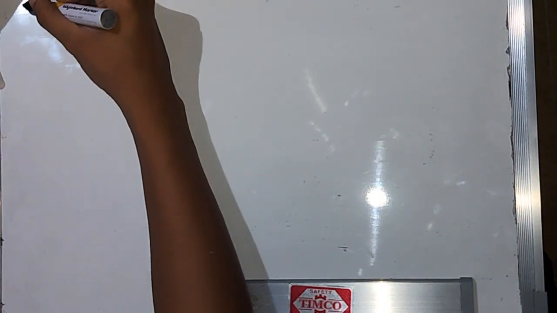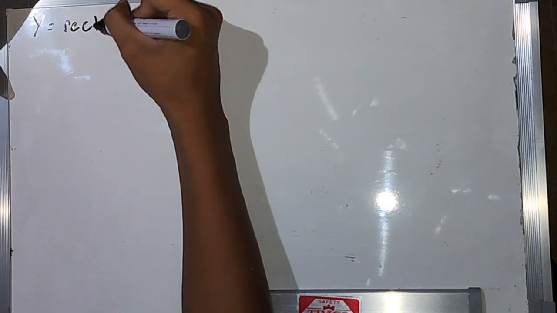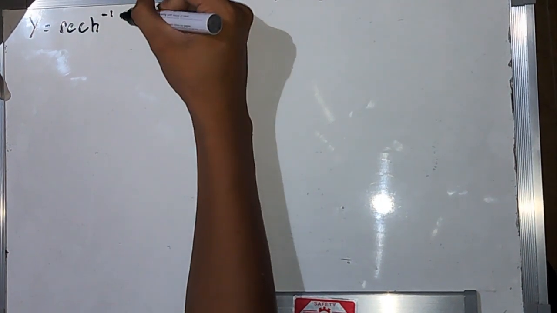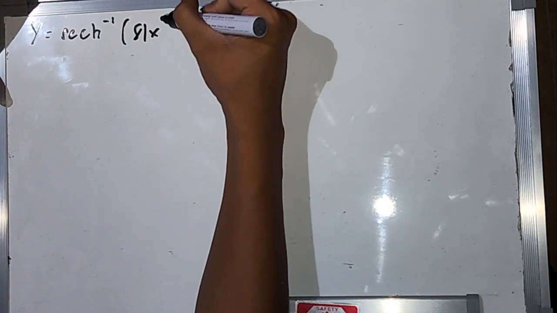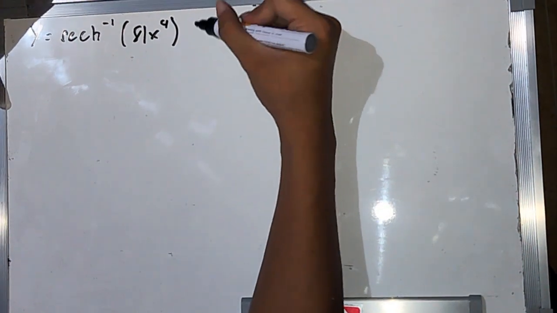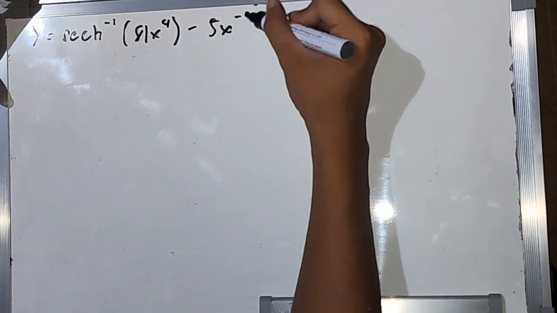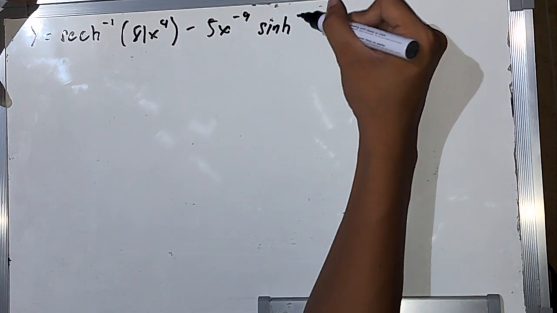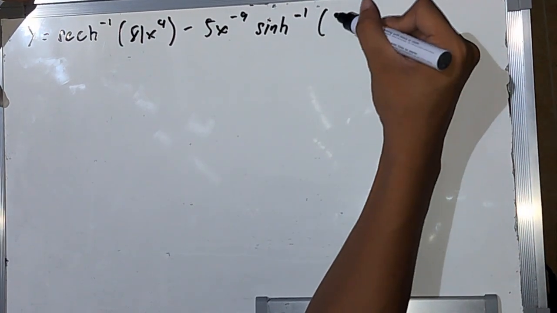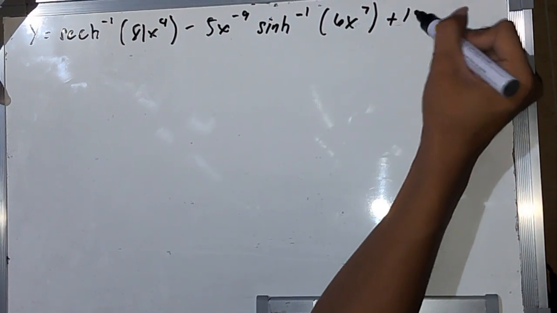So let's go to the next example. Y equals arc sec 81x to the power of 4 minus 5x to the power of -9 arc sine 6x to the power of 7 plus 103x to the power of 8.